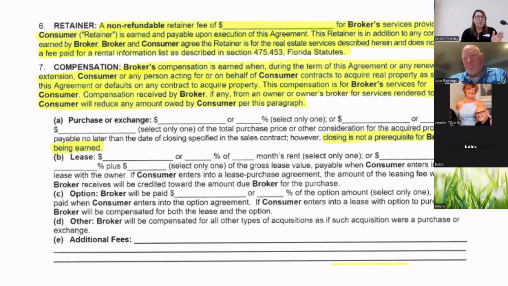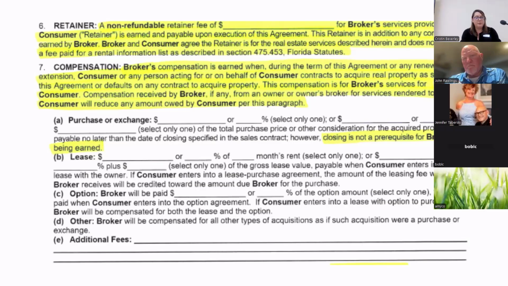So really important to note, the moment that they sign this contract with you, that's when that retainer is due. So they are either writing a check, wiring the money to your broker, however it is, you're going to receive that. Talk to your broker ahead of time so you know how to handle that when the time comes. But payable at the time this document is executed.